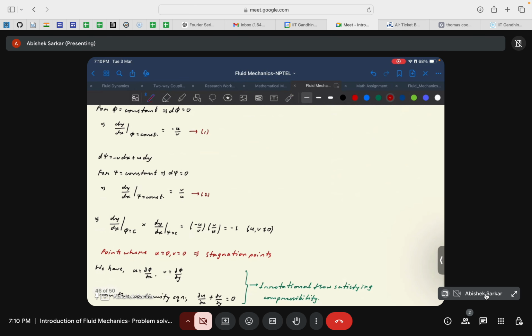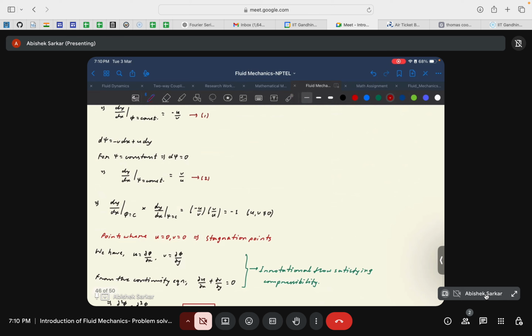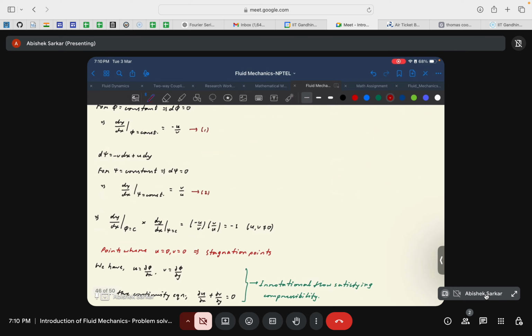From 1 and 2, if you multiply the slope of the flows with constant phi and constant psi, you will get dy by dx. Just to reiterate, dy by dx shows the slope of that constant phi curve. Similarly, dy by dx gives you the slope of the constant psi curve, the curve with the constant stream function.